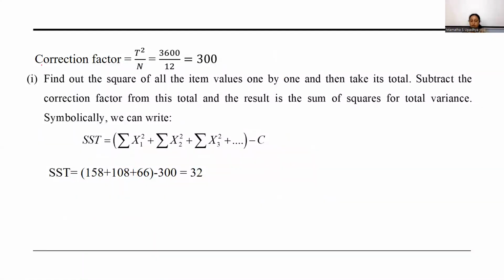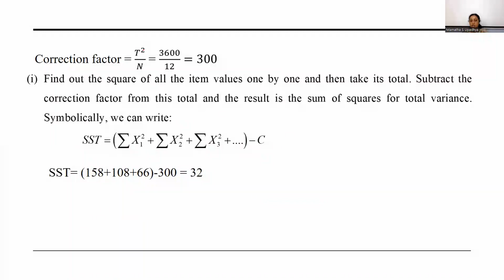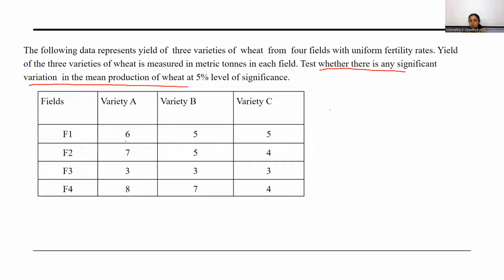In the next step, we need to find the correction factor. Correction factor is given by T square divided by N. So what is our T? We got the total T value as equal to 60. So now T square, that means 60 square divided by N. What does this N represent? N represents the total number of samples we have collected. Here we have got 4 samples from the variety A from the fields F1, F2, F3, F4. Similarly, 4 samples for the variety B, and similarly, 4 samples for the variety C. So totally we have got 12 samples.